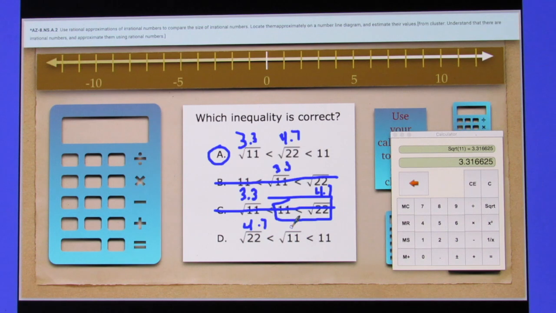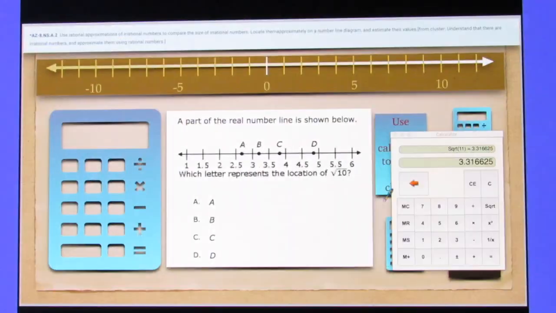And let's make sure this one's wrong too. 4.7 is less than 3.3. I already know that's nonsense. 4.7 is not less than 3.3. Proved this the right answer, disproved all these as the wrong answers. Got a few more to go.